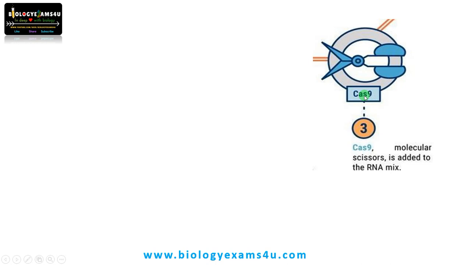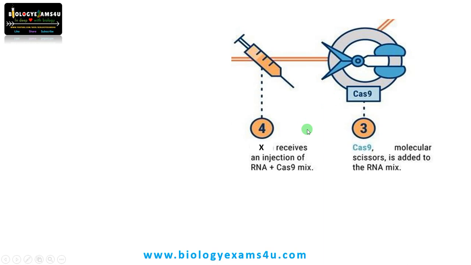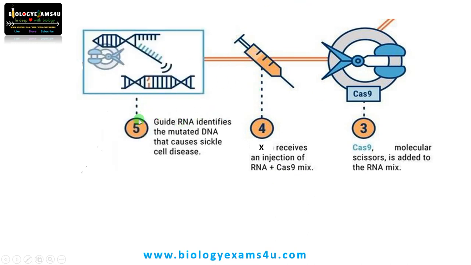Next, this is complexed with the Cas9 enzyme. So Cas9 is a molecular scissor that can cut a DNA molecule. So Cas9 and guide RNA form a complex, the Cas9 guide RNA complex, and that is used to correct this mutation. The cells of patient X receive this RNA Cas9 mix. This is what is actually happening. This guide RNA identifies the mutated DNA that causes sickle cell disease.